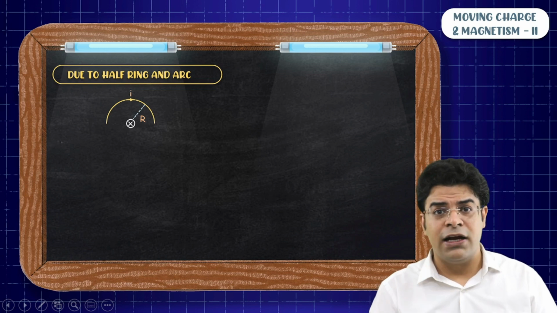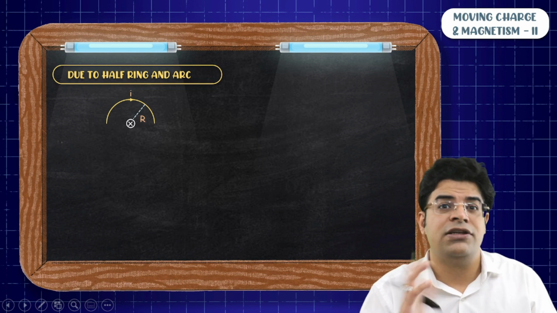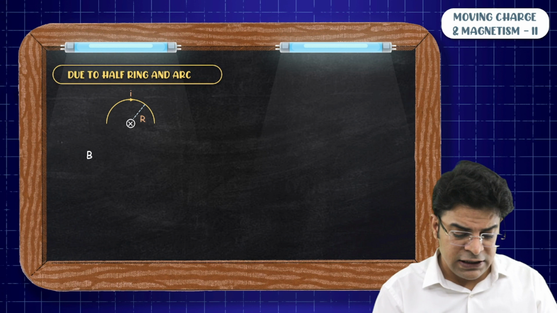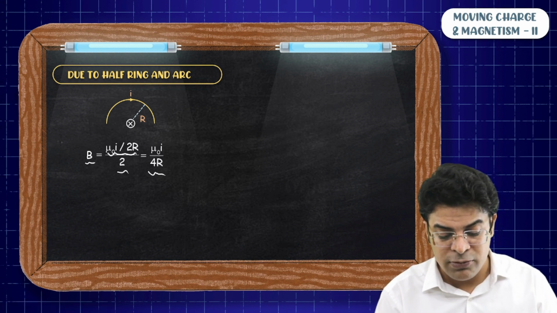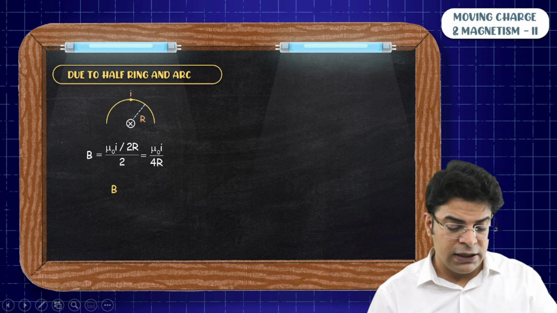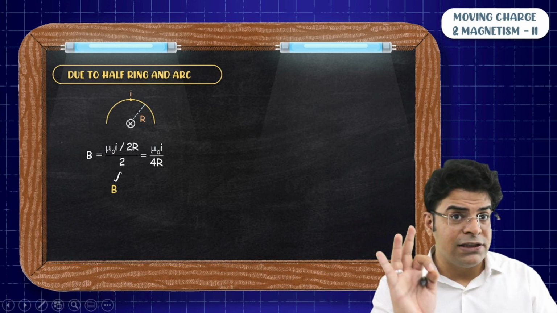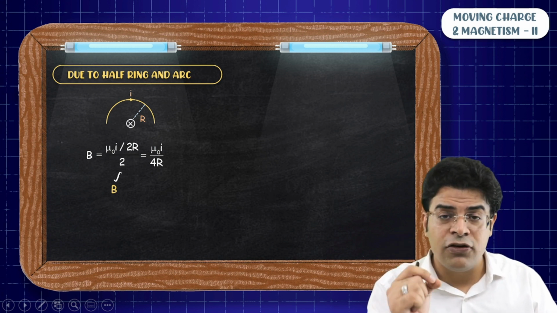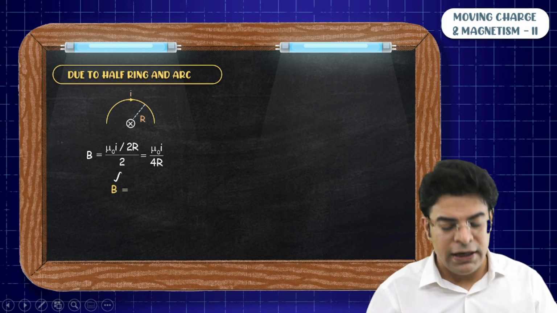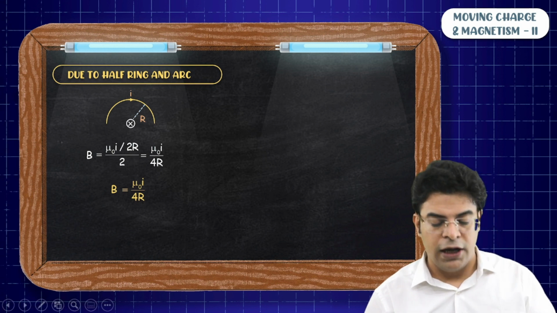The strength of magnetic field at the center due to half ring is half the complete ring. So you will say that the strength of magnetic field will be mu naught I by 2r divided by 2. That is nothing but mu naught I by 4r. So remember that the strength of magnetic field at the center of a half ring is half the strength of magnetic field due to the complete loop, and that is mu naught I by 4r.